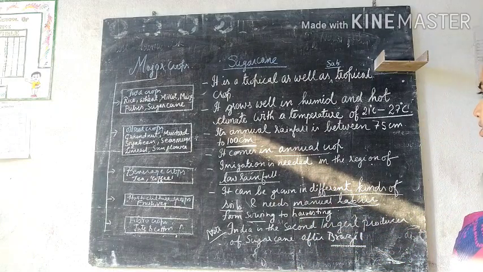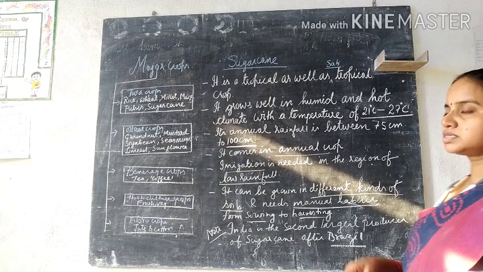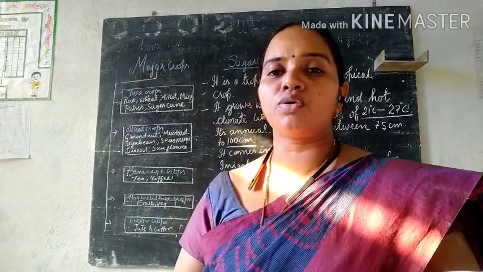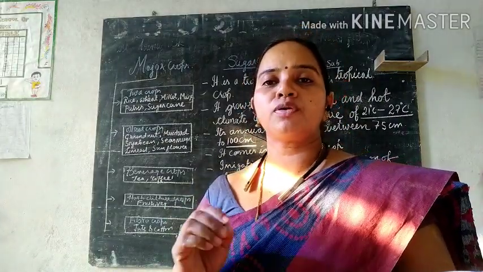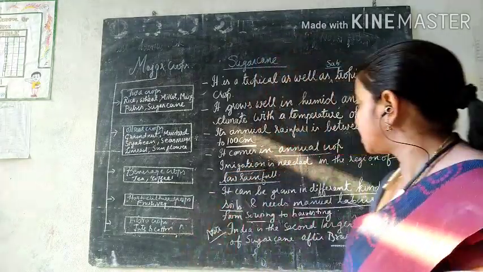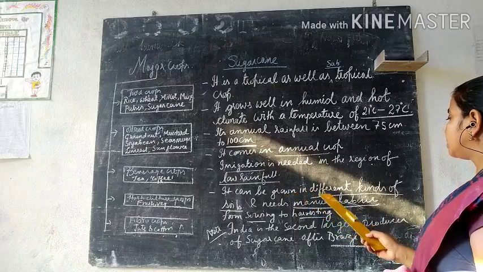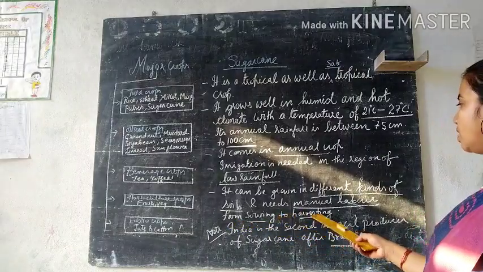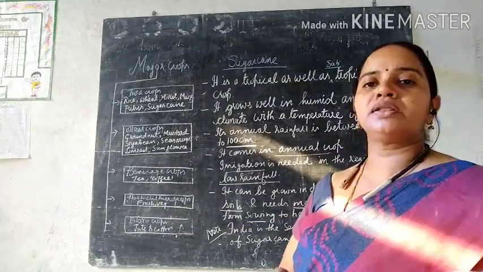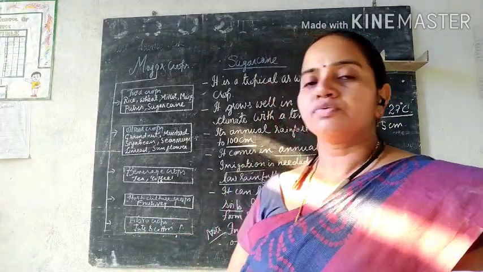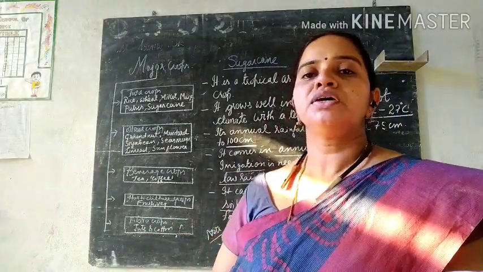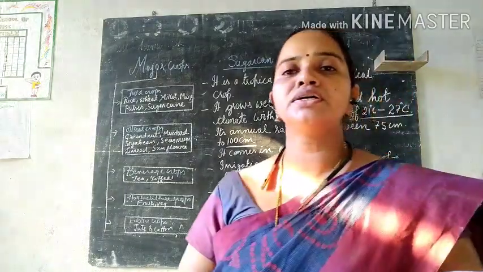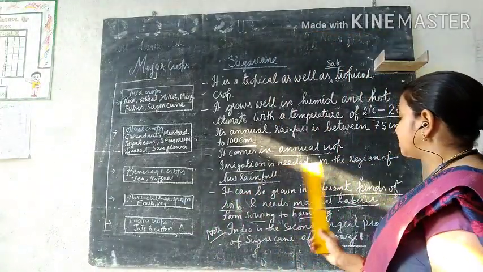Then the next feature regarding this crop is what? It is highly labor intensive, which means that there is a great requirement of manual labor right from sowing to harvesting. It needs high manual labor from sowing to harvesting. It can grow in different kinds of soil. No matter, with the help of different fertilizers, we can increase the fertility of the soil. So there is no bar regarding the soil. We can grow it in different kinds of soil.